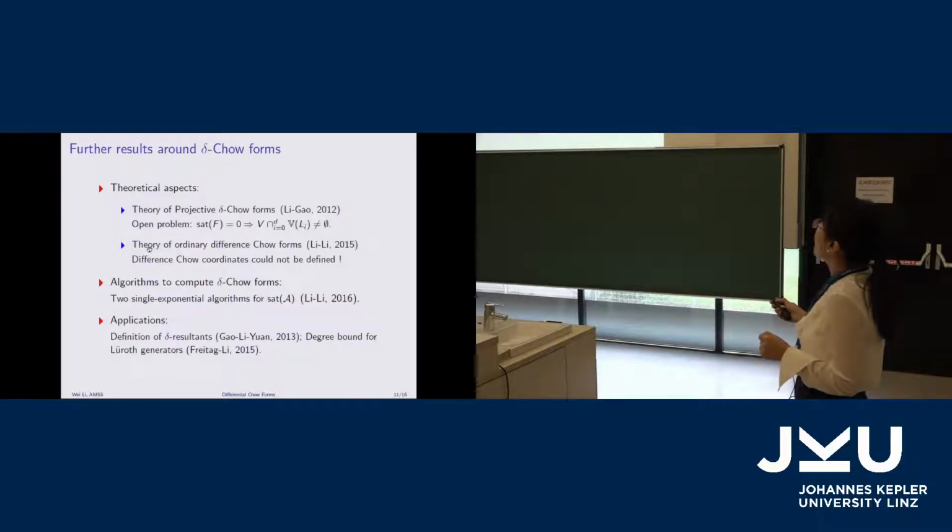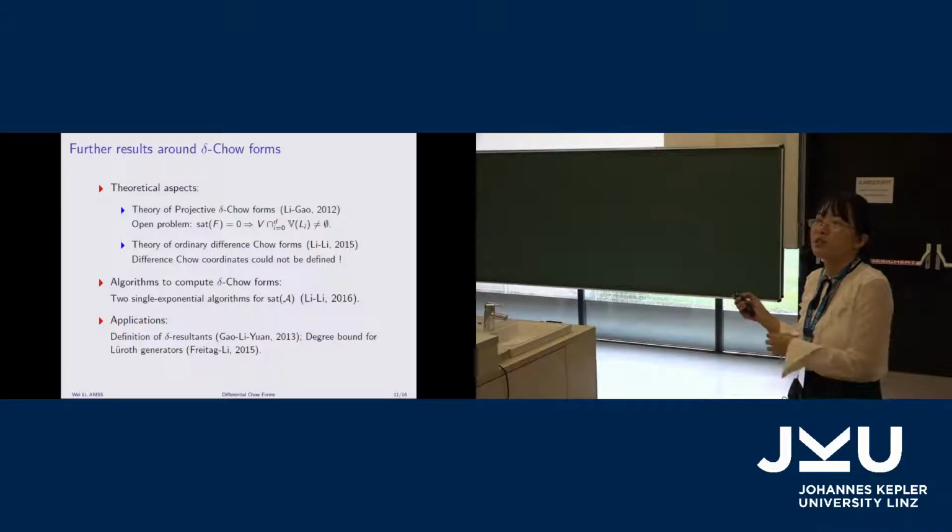And around the differential Chow forms, we have further results. In theoretical aspects, we also established the theory of projective differential Chow forms. And here is an open problem. We call it the differential completeness of projective differential Chow forms. And we only proved it for a few cases. But for the general case, we cannot solve it now because the projective differential space is not differentially closed.